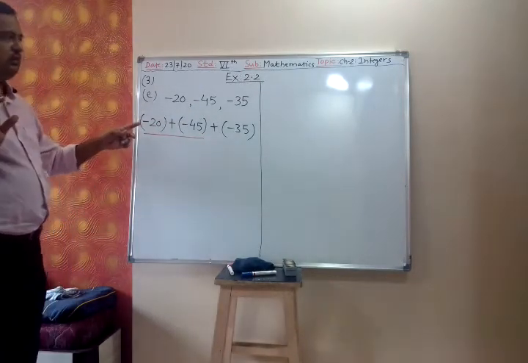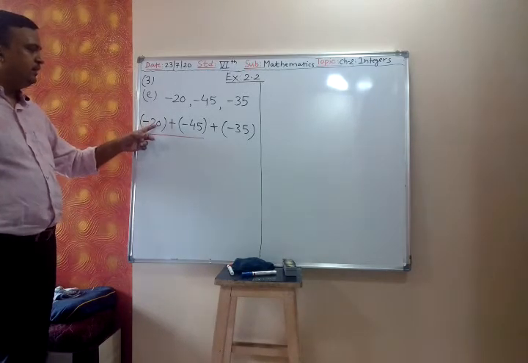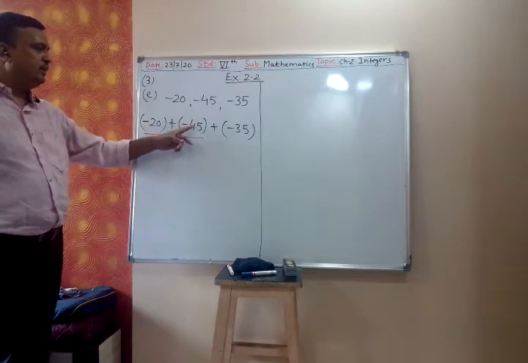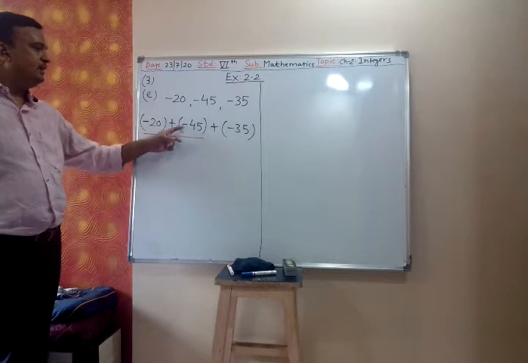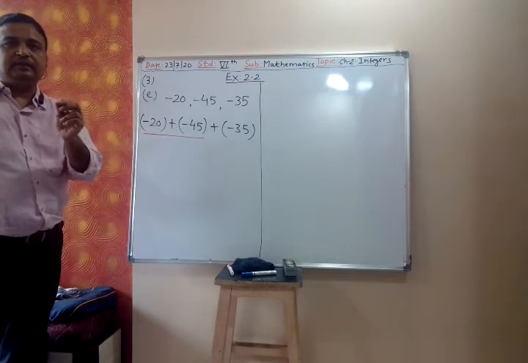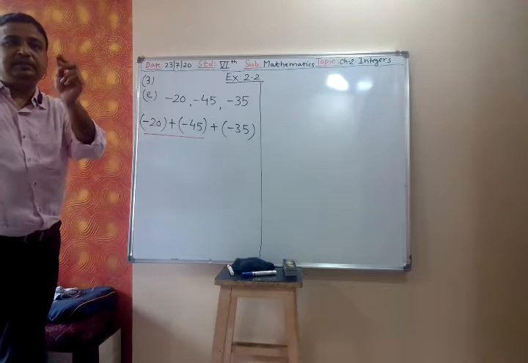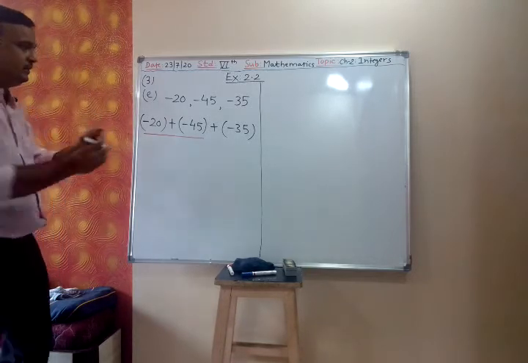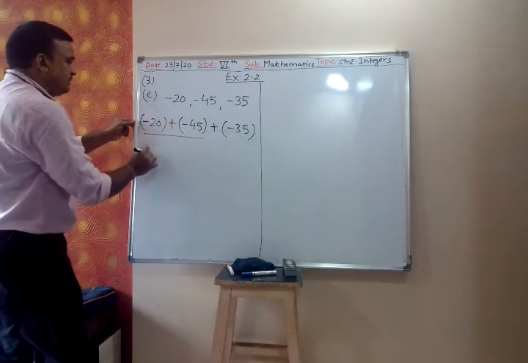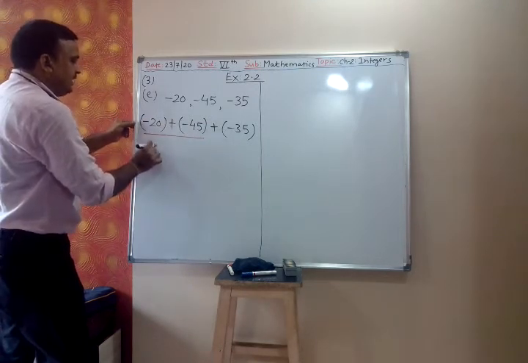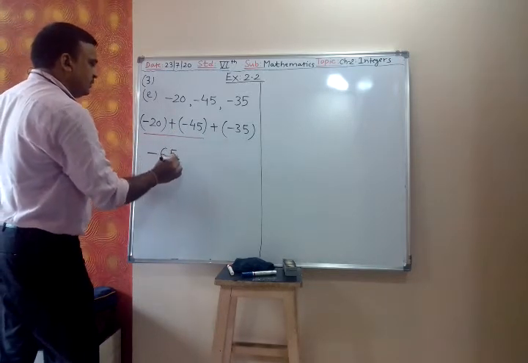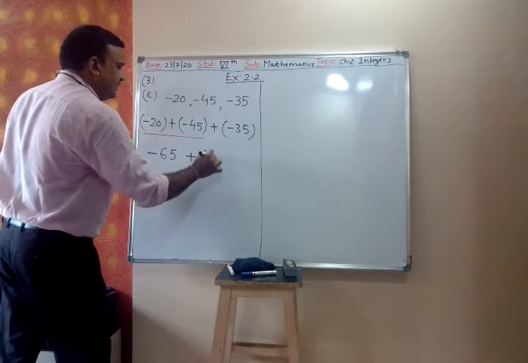What is the sign of 20? Minus. What is the sign of 45? Minus. So minus minus means same sign. And whenever there is the same sign, minus minus, we add the numbers and take the common sign, minus. 20 plus 45 is 65. And the other we keep as it is, plus minus 35.